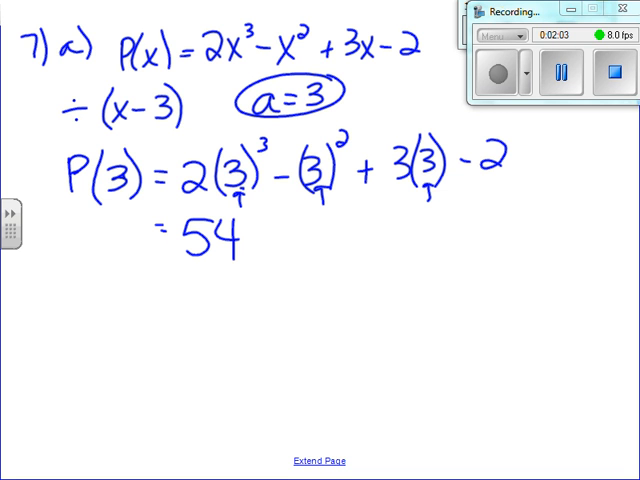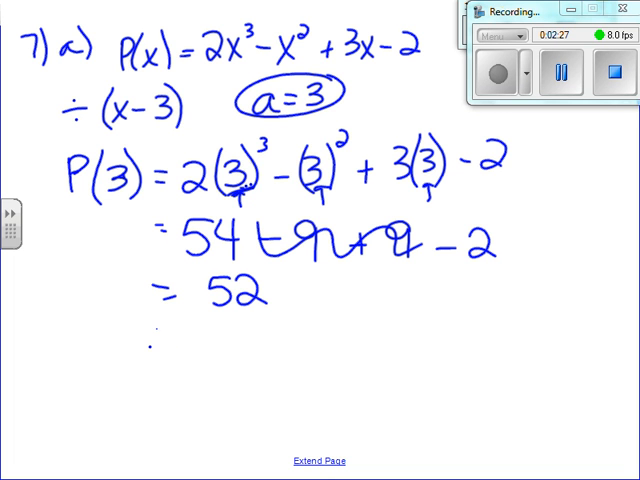So this ends up being 54, because 3 cubed is 27, times 2. 3 squared is 9 and it's minus 9, so watch for that. It's not negative 3 squared, it's minus 3 squared. The next one is plus 9, because 3 times 3 is 9, and then you subtract 2. Those guys cancel out, they're opposite, and you end up with 52. Therefore, the remainder is 52. So that's one of those nice little simple ones.